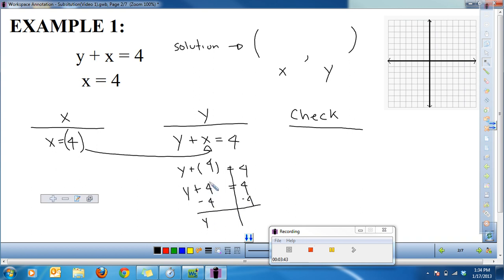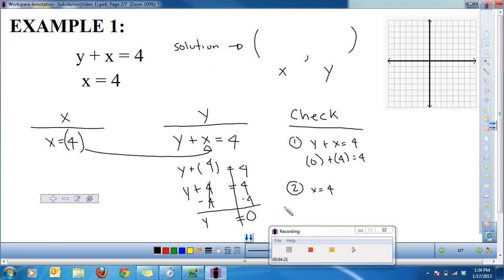Bring down my y. 4 minus 4 is 0. That cancels out. And 4 minus 4 is 0. So I think that y is 0 and that x is 4. Now before I move on, I should always check. So the first thing I'm going to do, I'm going to write a 1 and a 2, so remember to check both equations. I'm just going to rewrite each of these equations. y plus x equals 4 and x equals 4. I think that x is 4. I think that y is 0. So I'm using parentheses. I'm going to substitute in those values.